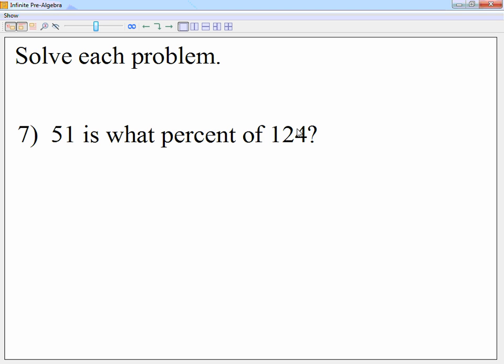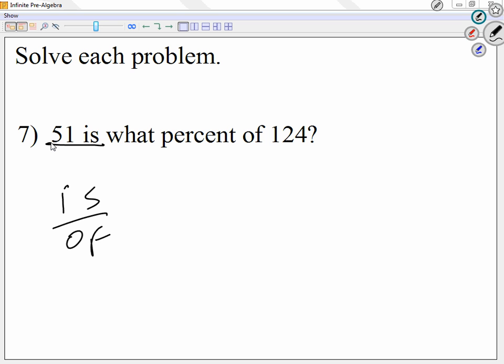51 is what percent of 124? I know when I talked about this, I gave you guys a fraction. It was is over of. In this case, notice how the 51 is next to the is. 51 is my is. See how 124 is next to my word of? So I'm going to go 51 over 124. Sometimes the is comes at the beginning or the first number that we see, but sometimes it might be the second number. Sometimes the of comes before the is. In this case, a fraction is a division. So I'm just going to go 51 divided by 124.